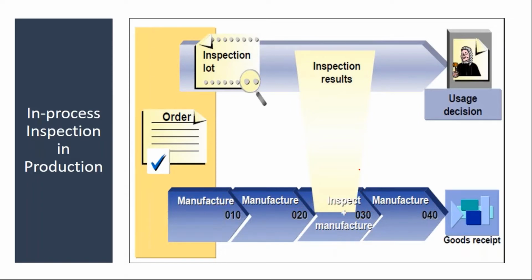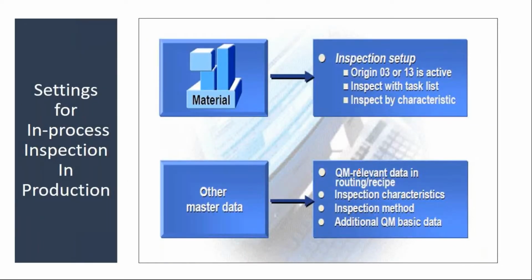Now we will see this in the system. For this, the settings are in the material master, you need to assign the inspection type 03. And in the PP task list, you need to assign the required MICs. So here we will not be using the inspection plan. Inspection plan is not used here. In the PP routing itself, you will assign the characteristics. So now let's make this setup.